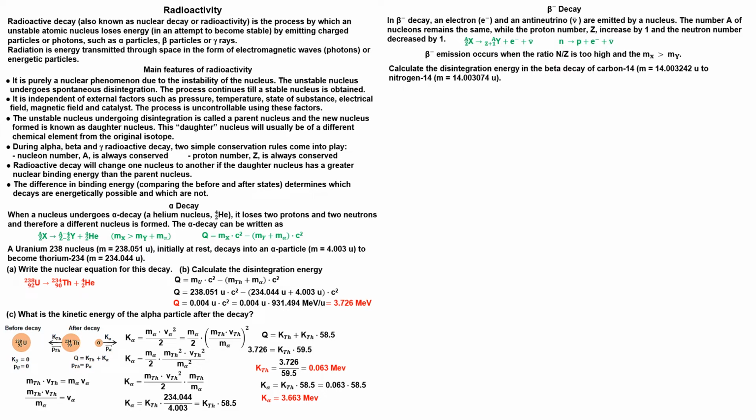To calculate the disintegration energy in beta decay, we must find the mass difference before and after decay. The masses given are those of the neutral atoms, and we have to keep track of the electrons involved. The parent nucleus has 6 protons and 6 orbiting electrons because we suppose it is neutral. The daughter nucleus has 7 protons, so it is not neutral because it has the same 6 orbital electrons circling it.